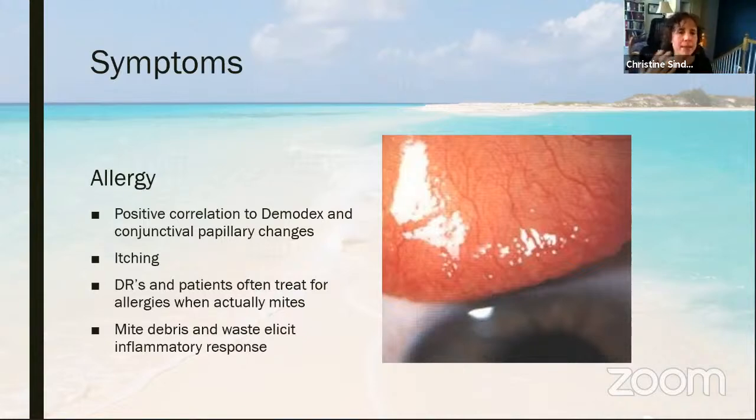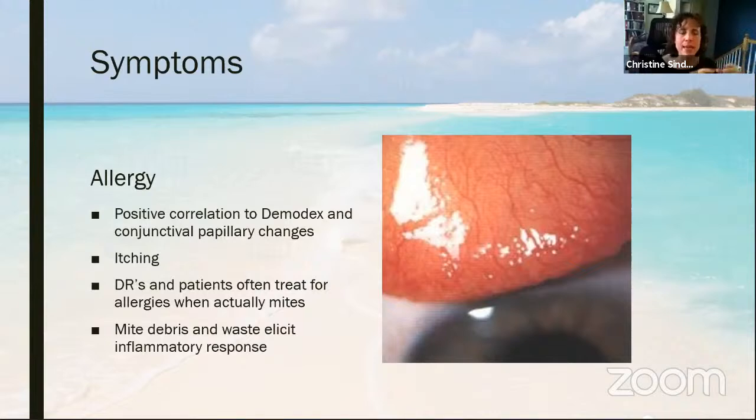The patient will come in and say, oh, my eyes just itch. And so just by symptoms, a lot of times patients are just treated for ocular allergies, and it doesn't actually help. When the patients say that they itch, ask them specifically, when do you itch? So the Demodex actually come out at night.